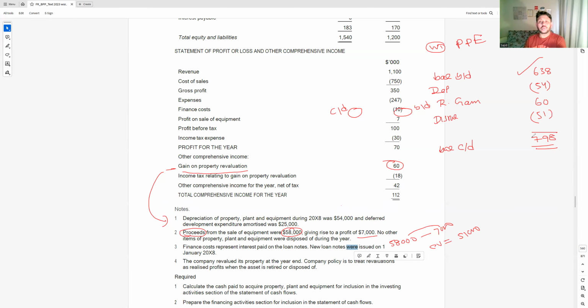So one will go down with the carrying value. Disposal, carrying value. Now, let's look at this one. If I do 638 minus 54 plus 60 minus 51, I should have 593, because after all the calculation, based on this workings, I should have asset on my business 593. But when I check, I have asset for 798.